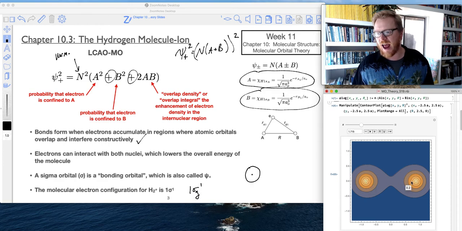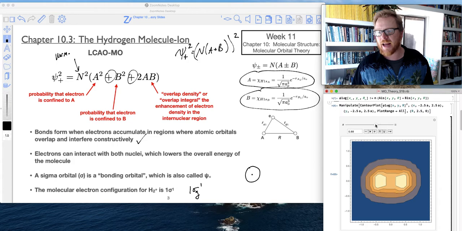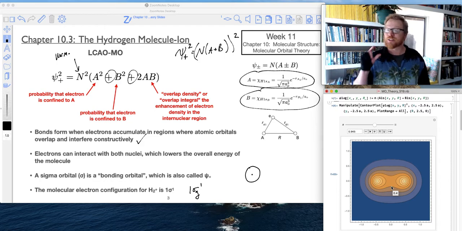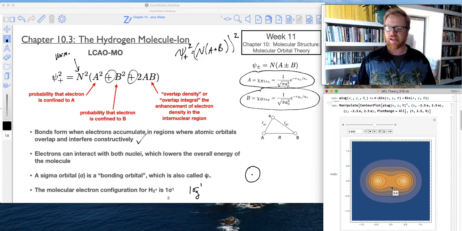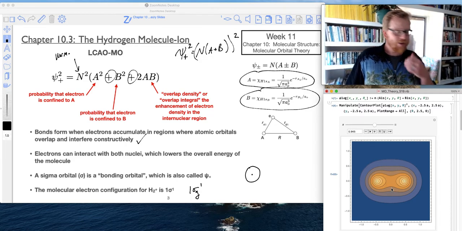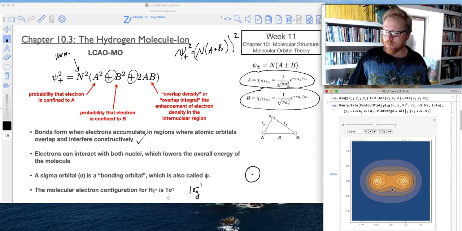So you can see right now, the probability is still mostly centered on the two individual nuclei. But as I get these close to each other, maybe about an angstrom or less, look at that. There's now electron probability existing between those two nuclei. And here we have created H2 plus in Mathematica, which is really cool.